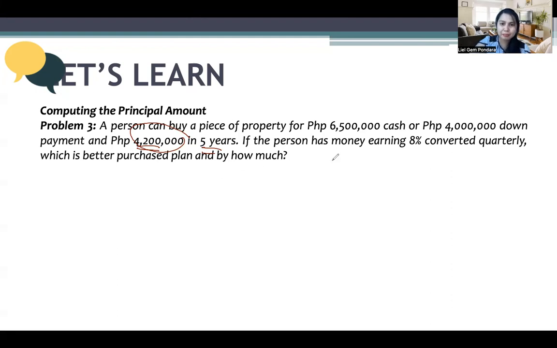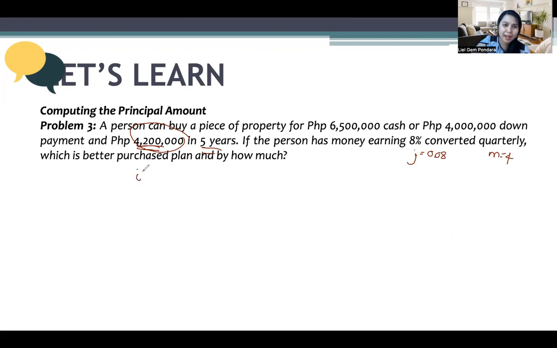So let's have, this is our J. Nominal interest is 8%, converted quarterly, so our M is 4. Let's first solve for the principal, because again, we don't give 4.2 million after 5 years. Instead, we save this time and we'll get 4.2 million later.